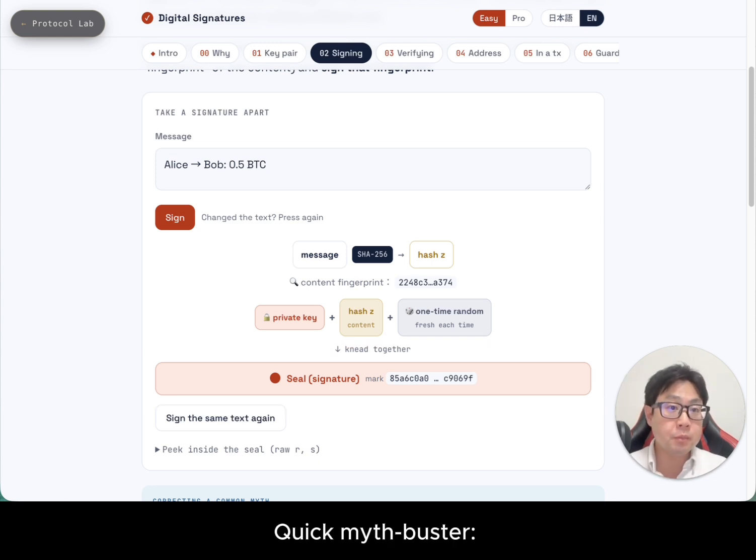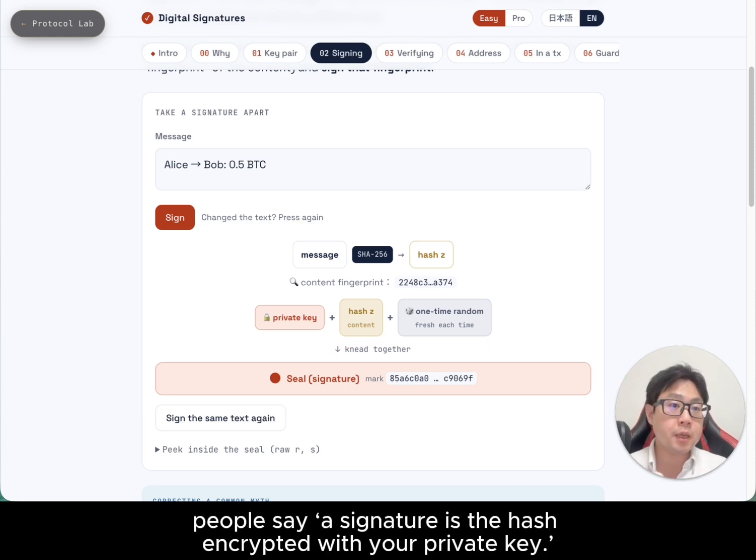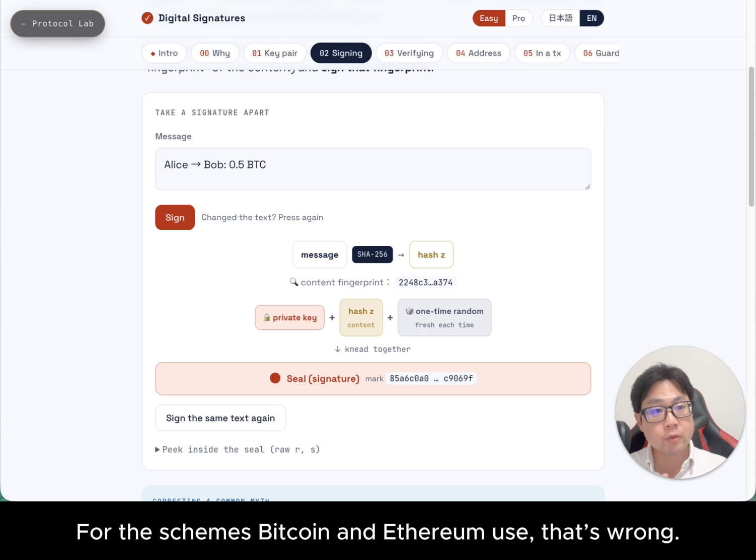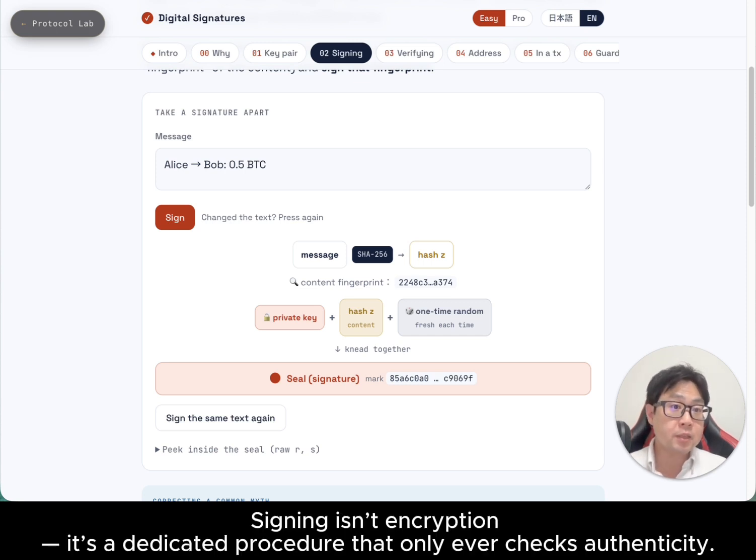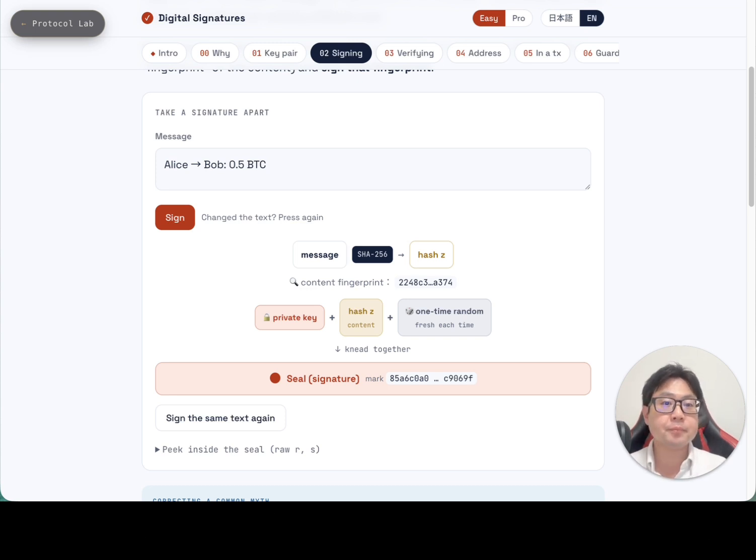And a quick myth-buster. People say a signature is a hash encrypted with your private key. For the schemes Bitcoin and Ethereum use, that's wrong. Signing isn't encryption. It's a dedicated procedure that only ever checks authenticity.